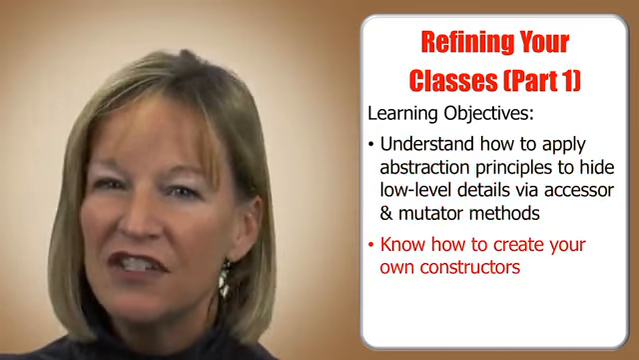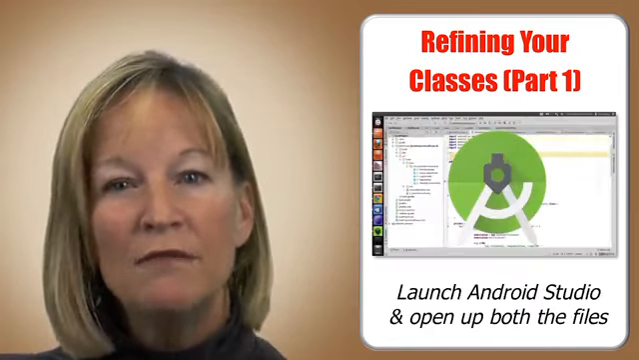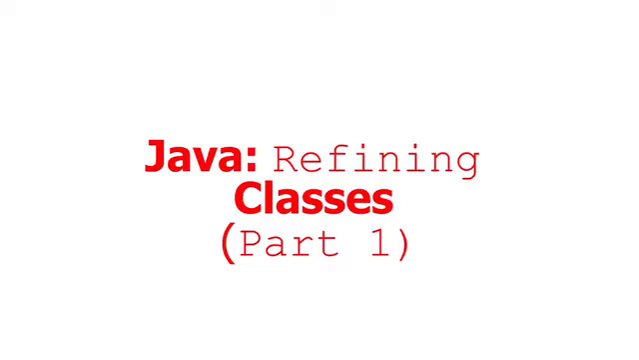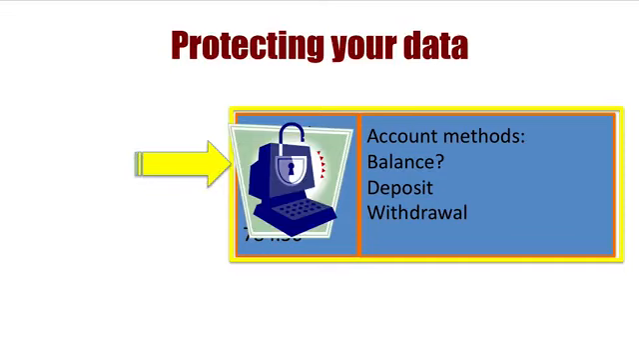To begin this lesson, be sure you have launched Android Studio and open up both the client program and the class file. When we left our account client program, it wasn't working. We hadn't made any changes to that file, but we had made changes to the account class file, a file that our client program was using. Making instance variables in a class private is a good practice, but now we need to modify the rest of our class to accommodate these changes.